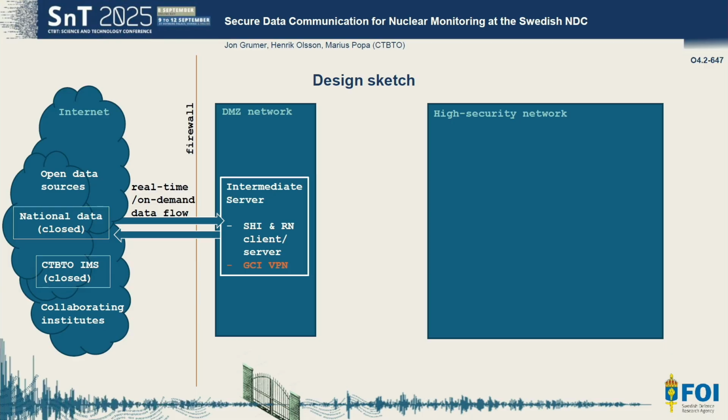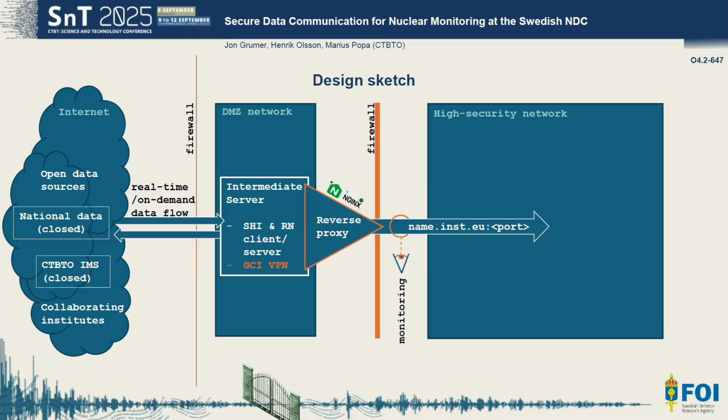Okay, through the initial firewall into this outer DMZ server, or network really, with a less strict firewall so that you can get the data that you need into this. And here you deploy bare-bones, say, SeedLink, FDSN, and server clients. Also, here is where you would place your GCI VPN, or at least that's where we have this GCI VPN.